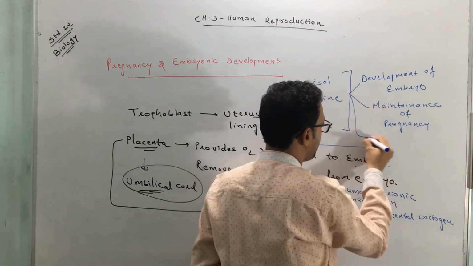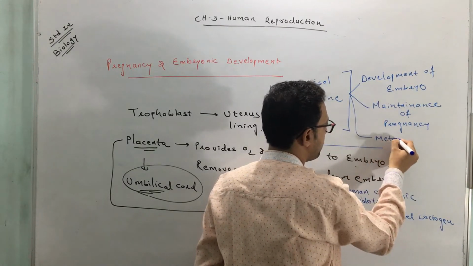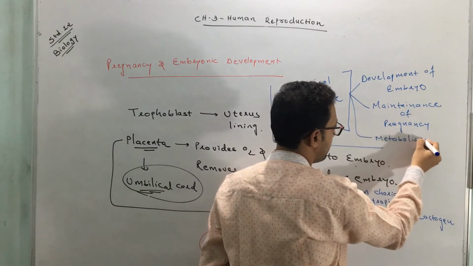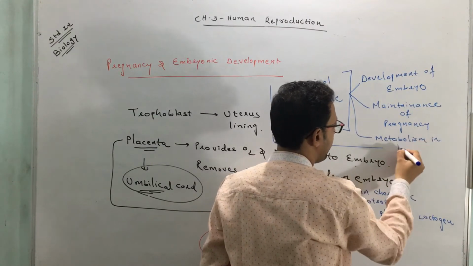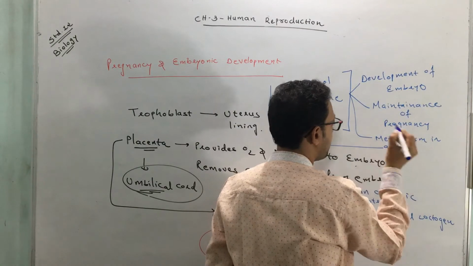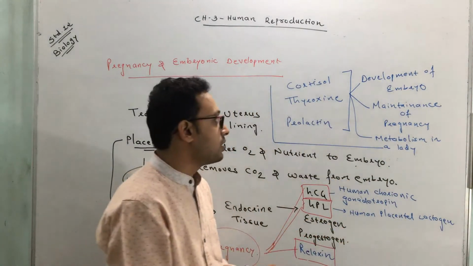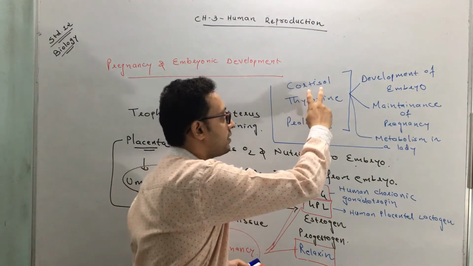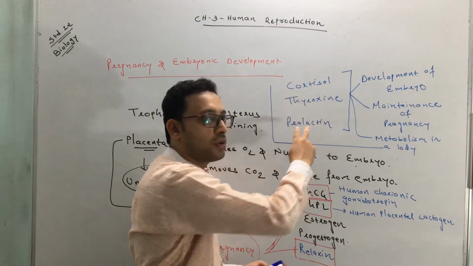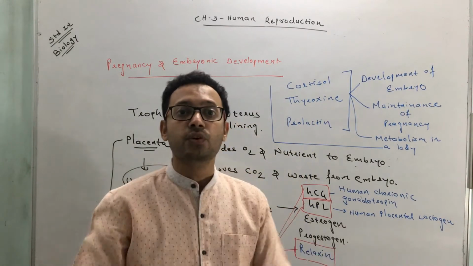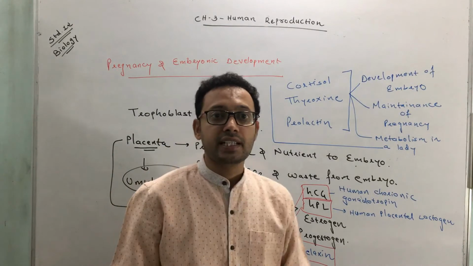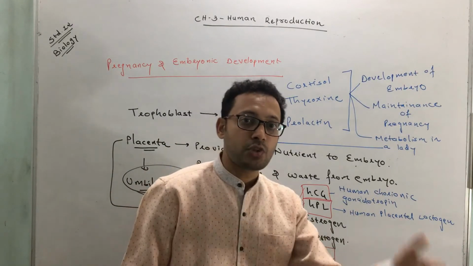And they also control metabolism in the lady. Okay, so there are three functions. During pregnancy, the levels of these three hormones, cortisol, thyroxine and prolactin, increase manifold. Their levels are increased too much higher compared to a normal person.